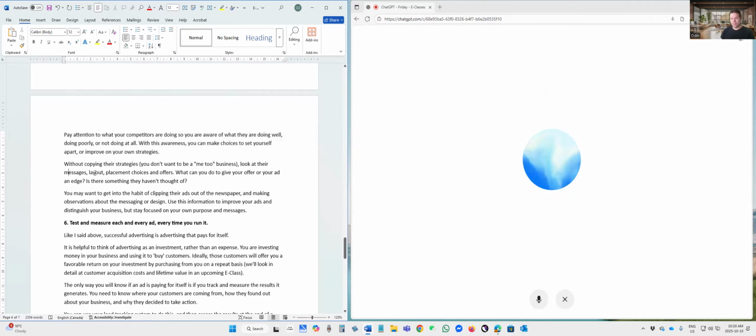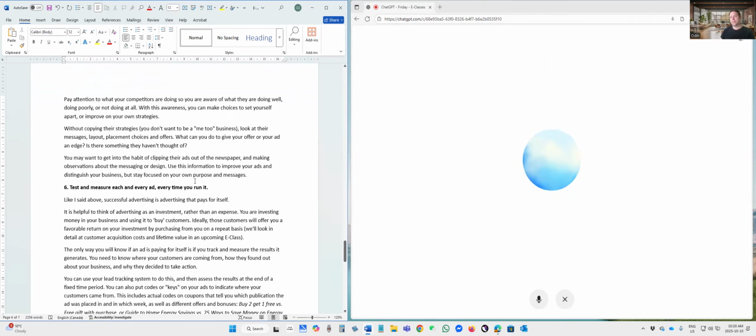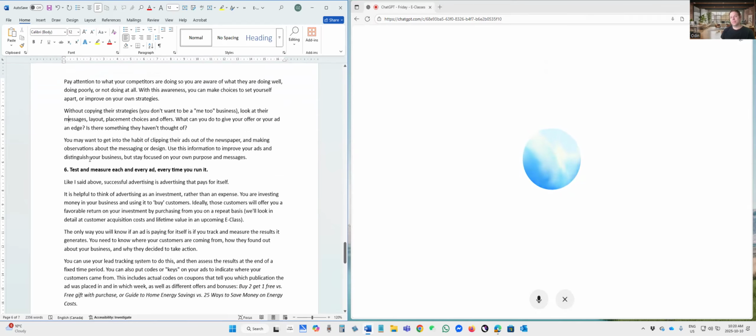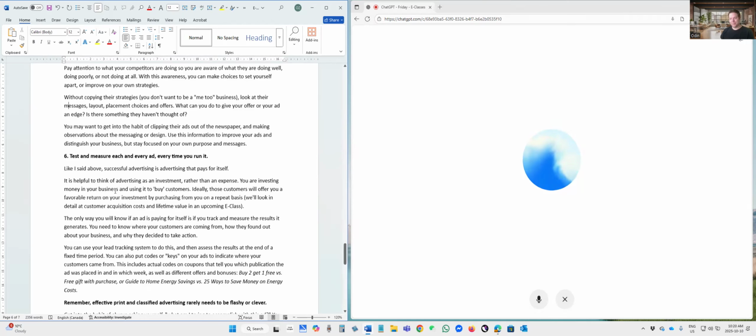Look at their messages, layout, placement choices, and offers. What can you do to give your offer or your ad an edge? Is there something they haven't thought of? You may want to get into the habit of clipping their ads out of the newspaper and making observations about the messaging or design. Use this information to improve your ads and distinguish your business, but stay focused on your own purpose and messages.